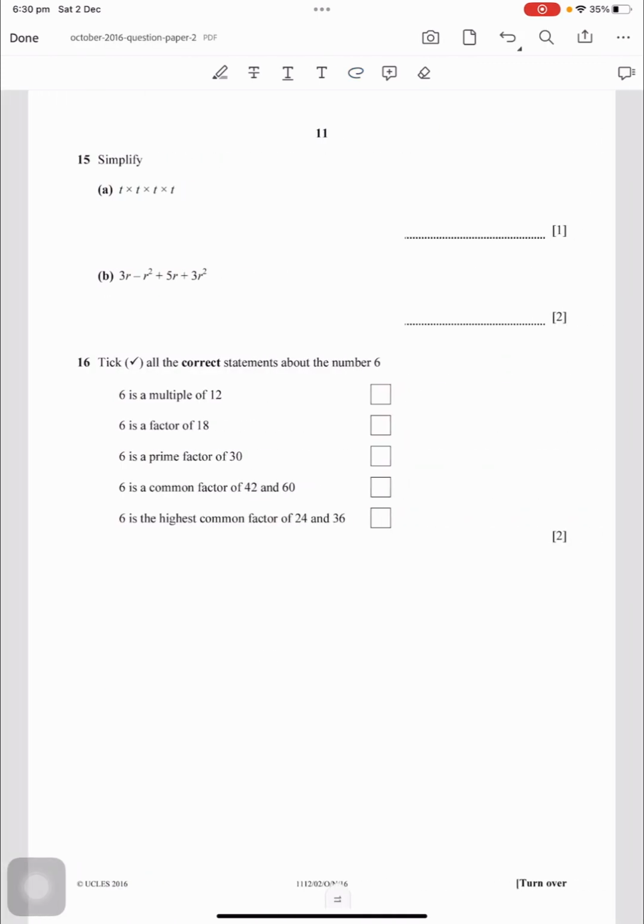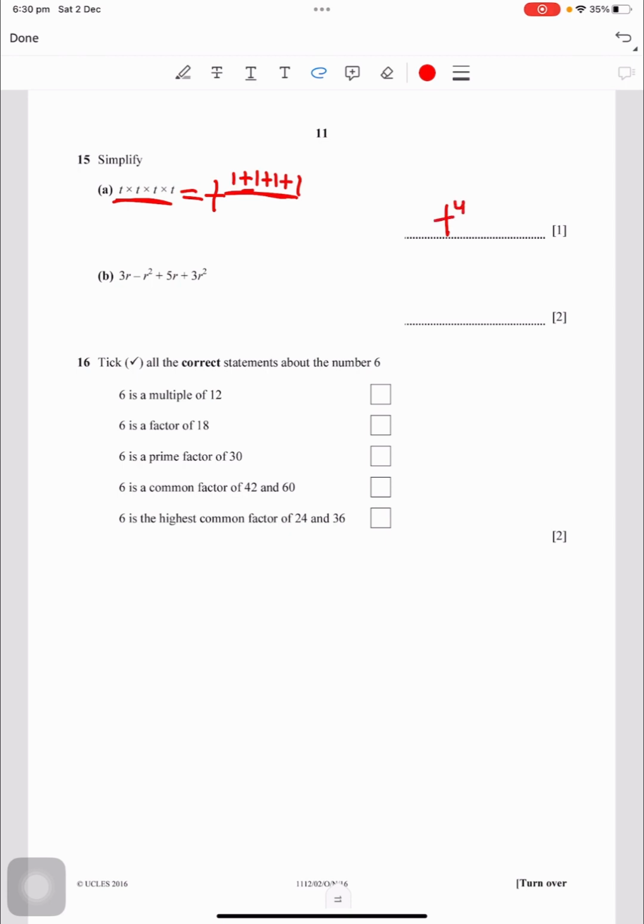Let's move on. Question number 15, simplify. As you can see, there's t times t times t times t. We'll be adding these like powers, so we can do 1 plus 1 plus 1 plus 1. Since there are a total of 4 t's, there'll be 4 over here as the power. So our answer is t to the power 4.